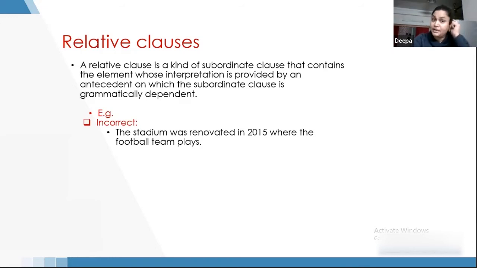The stadium was renovated in 2015 where the football team plays. Now, what are we talking about? The stadium. So where do you think the rest of the sentence should be put? Yeah. So see, where is basically a subordinate conjunction and it should be used next to the subject it is modifying. Relative clauses are basically the part of the sentence which are dependent on the main clause.